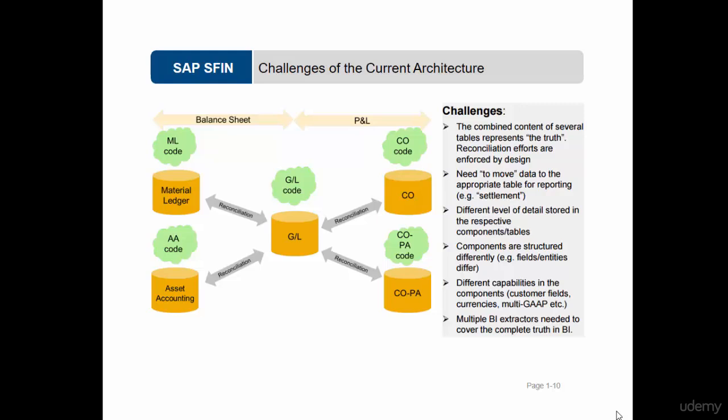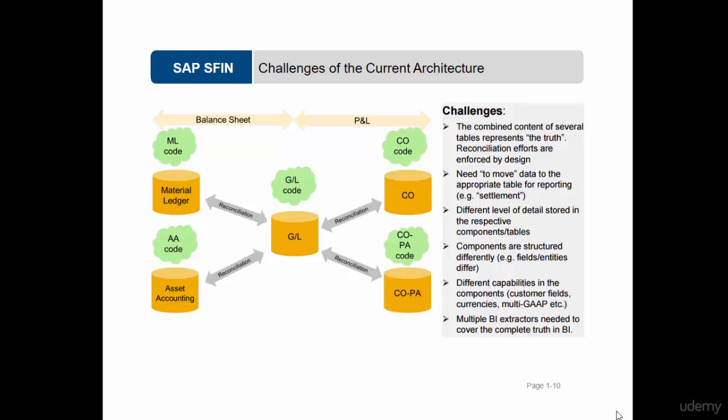Need to move data to the appropriate table for reporting, for example, settlement. Different level of detail stored in the respective component tables. Components are structured differently, for example, fields or entities differ. Different capabilities in the components, customer fields, currencies, multi-GAAP, etc. Multiple BI extractors needed to cover the complete truth in BI.